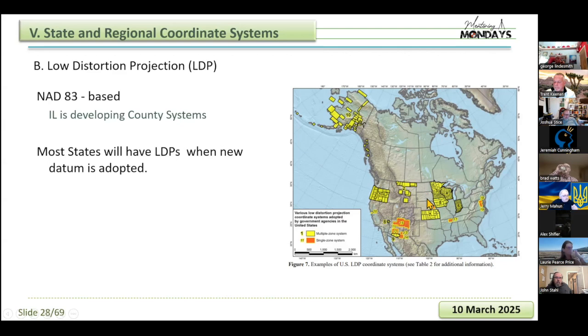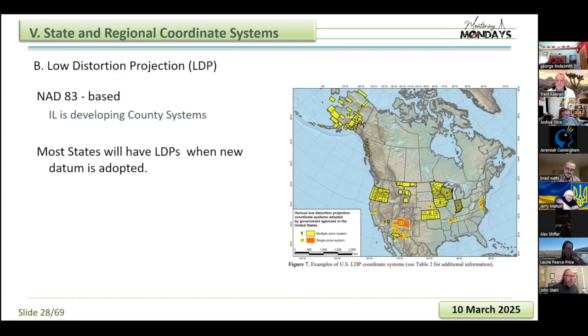Now, one of the things that NGS came out with when they were looking at developing the new datum is they contacted all the states or representative organizations within the states and said, look, this is what we're going to do.